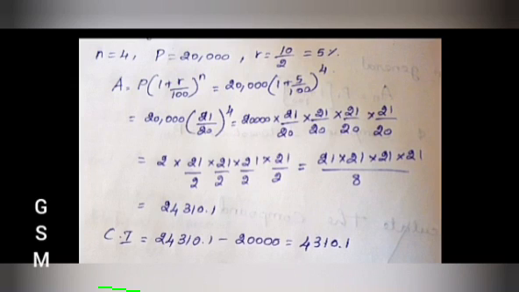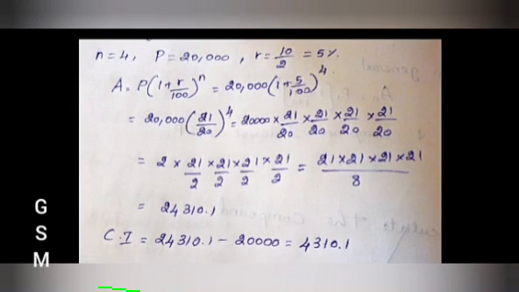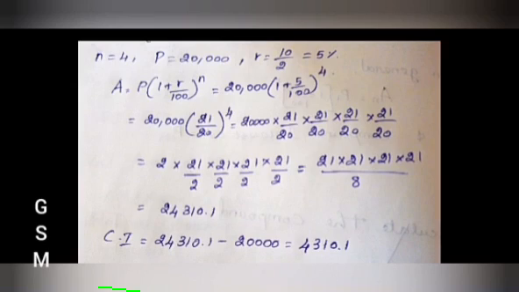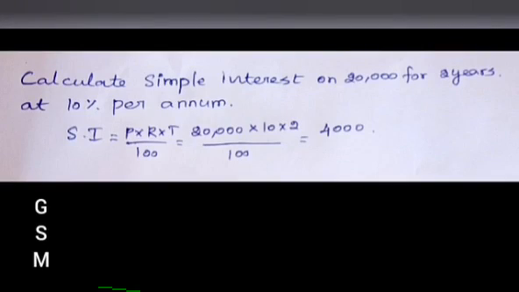After the simplification, we get 24,310.1 rupees as the amount, and the compound interest will be 4,310.1 rupees. Here we calculate the simple interest on 20,000 for 2 years at 10% per annum, and we get simple interest 4,000 rupees.